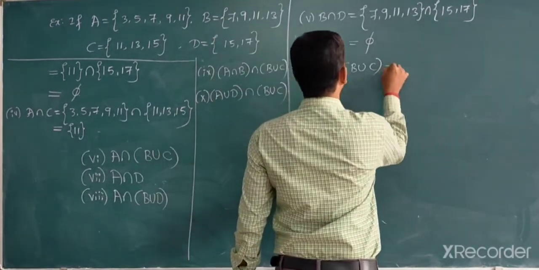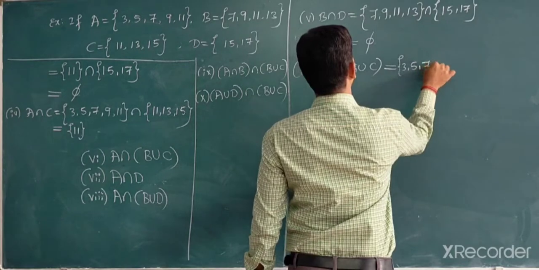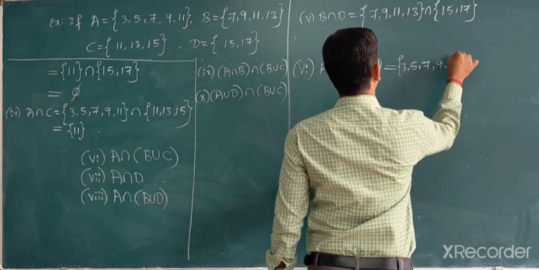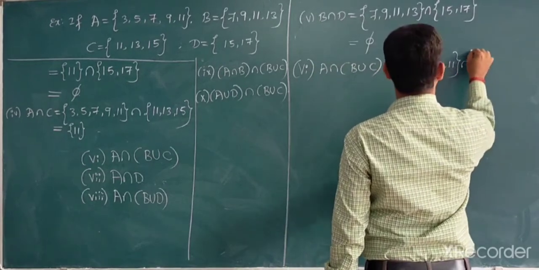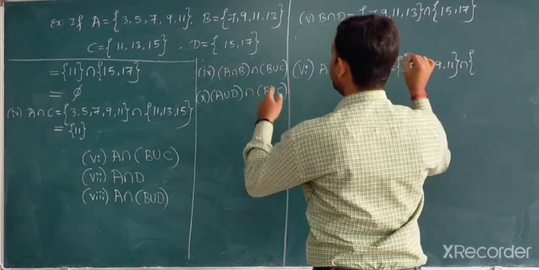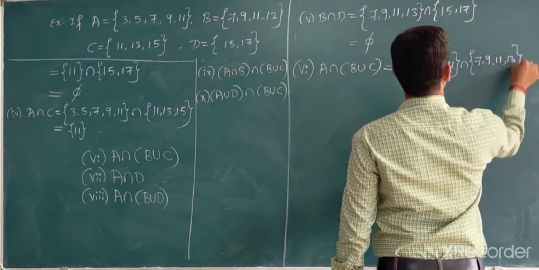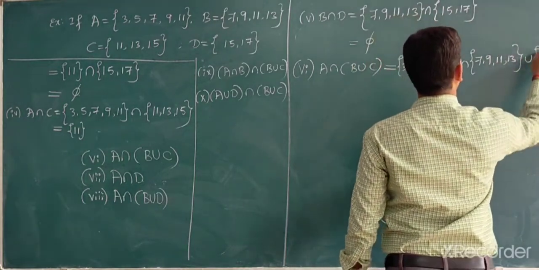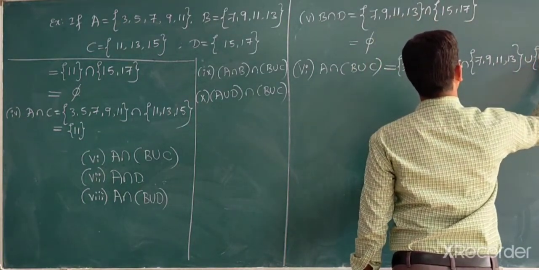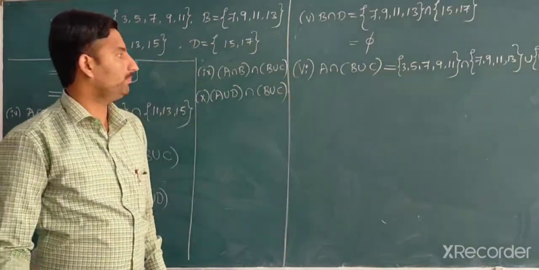What is the value of A? A is nothing but 3, 5, 7, 9, 11. Correct? After that, A intersection B union C. B is nothing but 7, 9, 11, 13. B union C. C is nothing but 11, 13, 15. So B union C is 7, 9, 11, 13, 15.